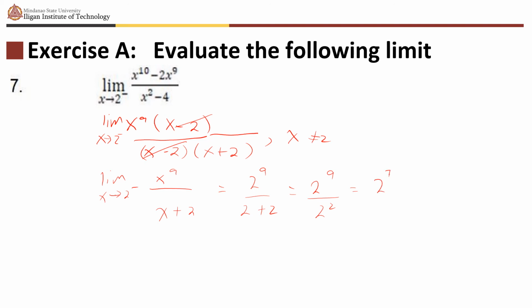But 2 to the 7th is equal to 128. It's equal to 128. Meaning to say the limit now of x to the 10th minus 2x to the 9th all over x squared minus 4 as x approaches 2 from the left is equal to 128.